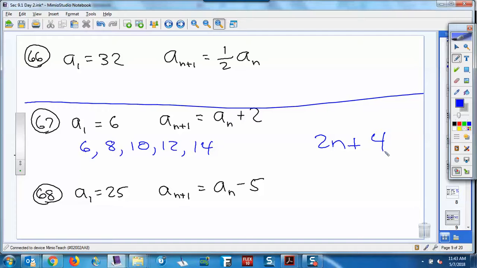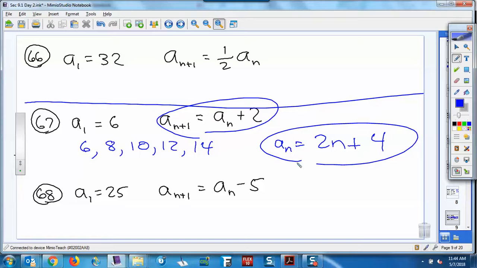So when n's a 1, you get 6. When n's a 2, you get 4 plus 4. When n's a 3, you get 6 plus 4. When n's a 4, you get 8 plus 4. When n's a 5, you get 10 plus 4, 14. So there's your nth term formula. Here's your recursion formula. Here's your nth term formula. Notice the difference. Okay, this one says we start with 25, then what? 20, 15, 10, 5. We're repeatedly adding what?